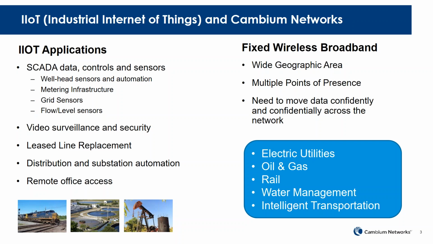And to that end, we really are focused on electric utilities, oil and gas, the rail industry as related to trackside operations and automation, water, wastewater, stormwater management, and then some of the intelligent transportation, traffic light monitoring, traffic light signaling, digital signage, some of those types of features or applications in that vertical.